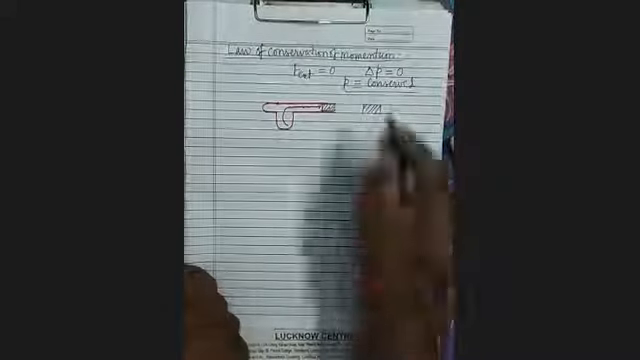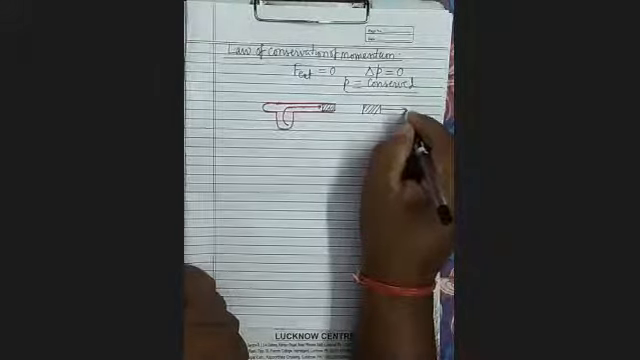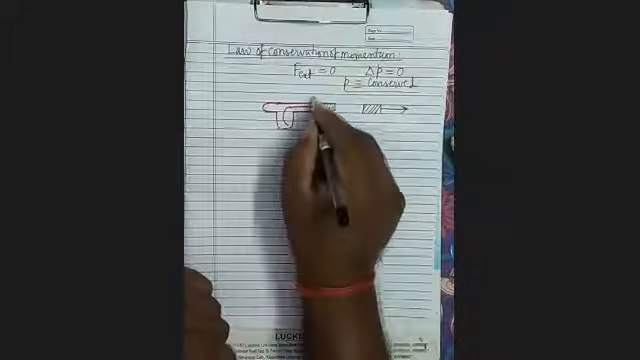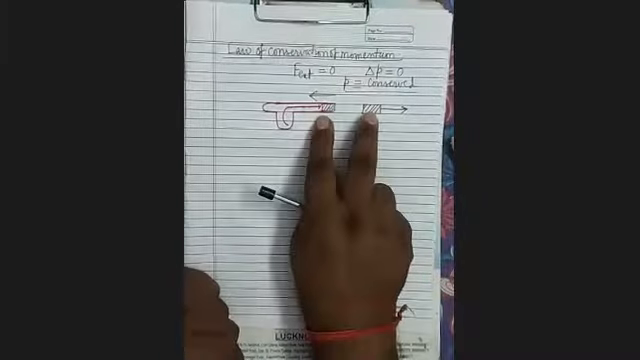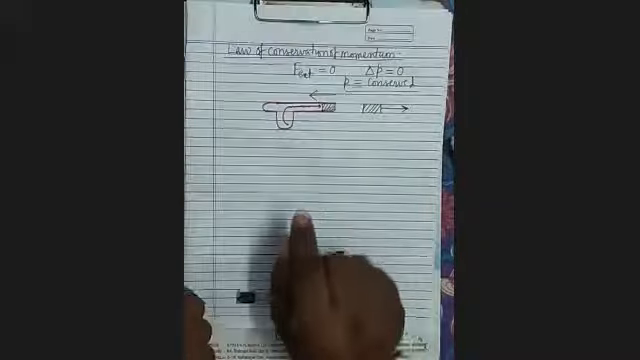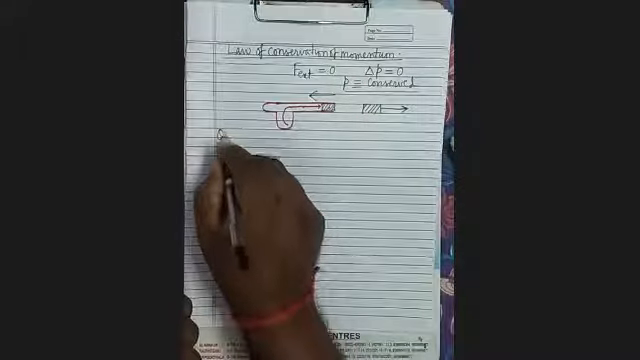Therefore, momentum will remain conserved. Momentum remaining conserved means the bullet is acquiring some momentum in this direction, and the gun will also acquire the same momentum in the opposite direction. Both will acquire the same momentum in opposite directions. The bullet acquires it in the forward direction, the gun acquires it in the opposite direction. So you can see here, this is a question.